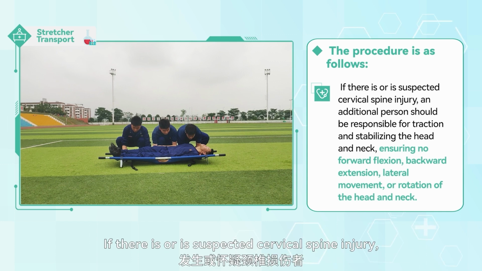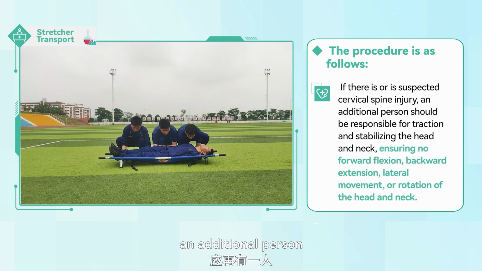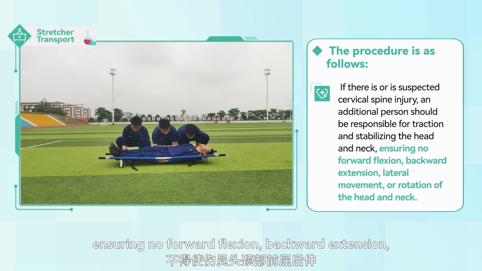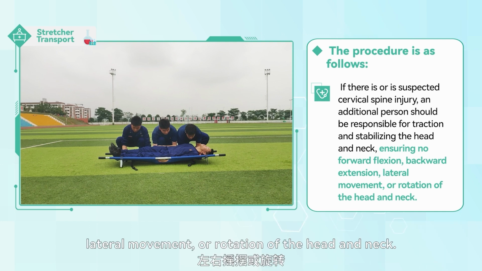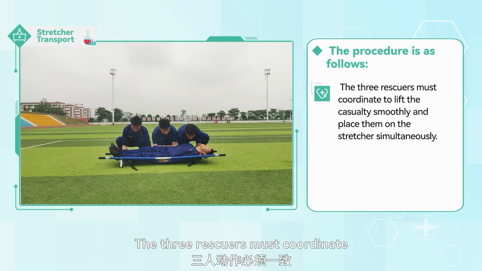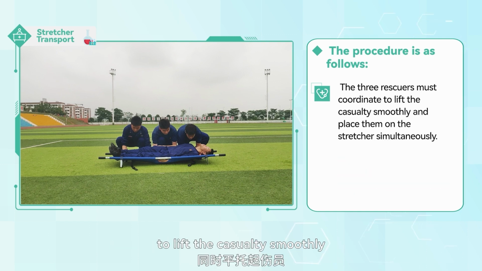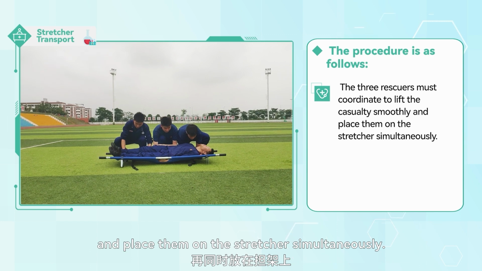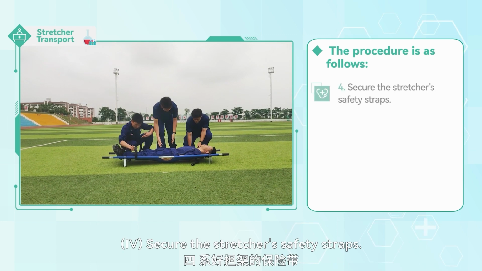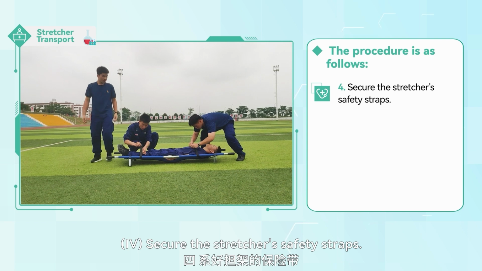If there is or is suspected cervical spine injury, an additional person should be responsible for traction and stabilizing the head and neck, ensuring no forward flexion, backward extension, lateral movement, or rotation of the head and neck. The 3 rescuers must coordinate to lift the casualty smoothly and place them on the stretcher simultaneously. 4. Secure the stretcher's safety straps.